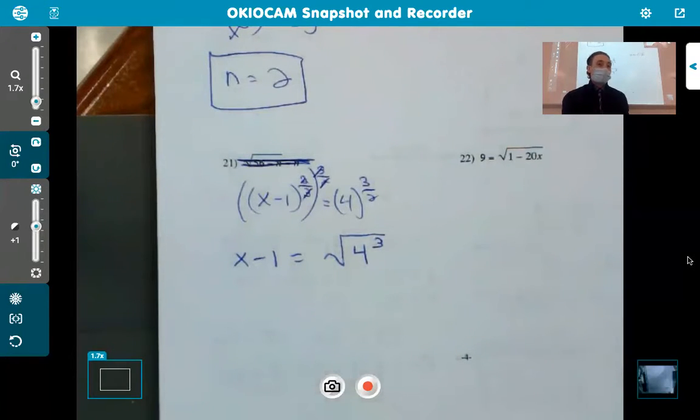Is everybody with me so far? So just like the other questions, isolate that term raised to the fractional exponent, raise both sides to the reciprocal, and then rewrite the one side in radical form. Okay.